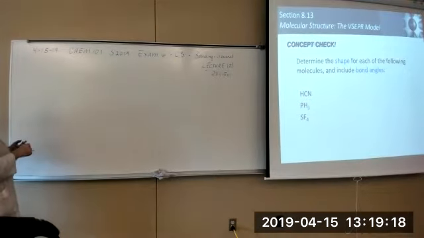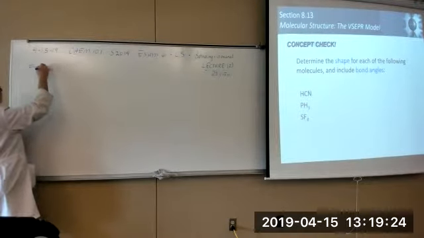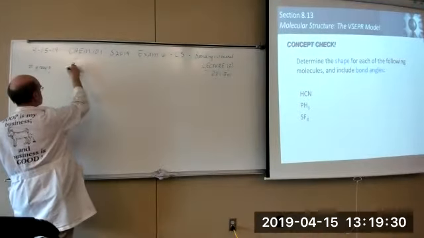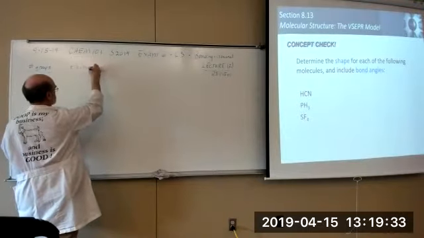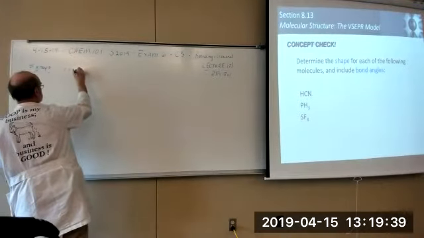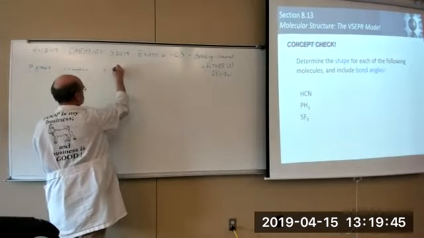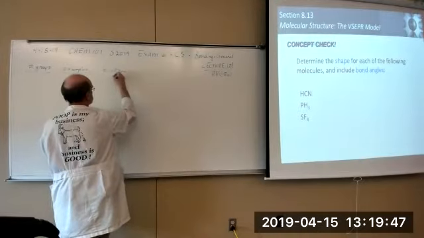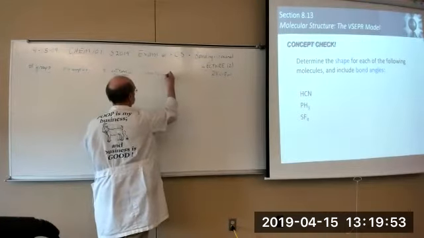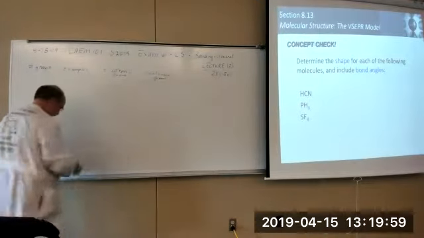So we have the number of groups in this column. Let's do examples first. Let's put a column in here for examples. And then we have the electronic geometry. And then we have molecular geometry. Got to have this one before we can get that.